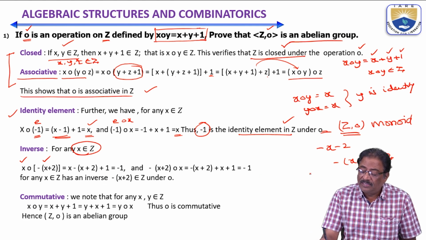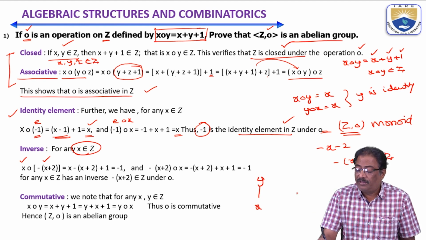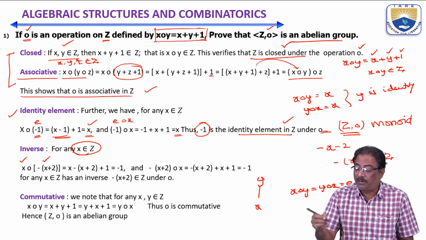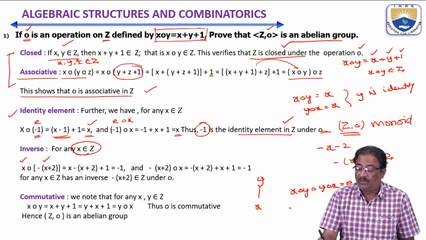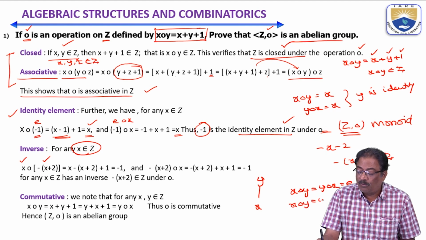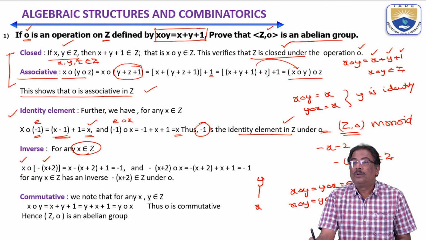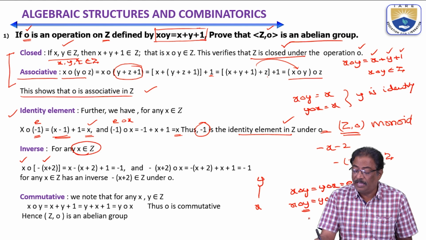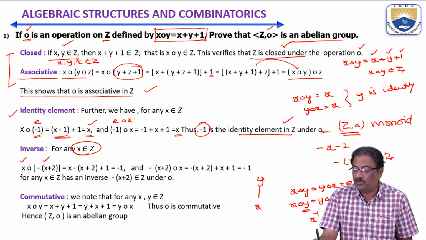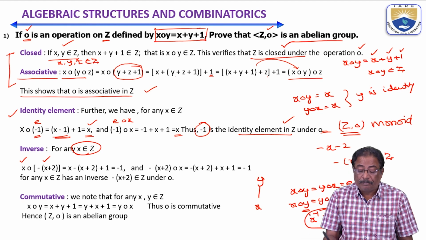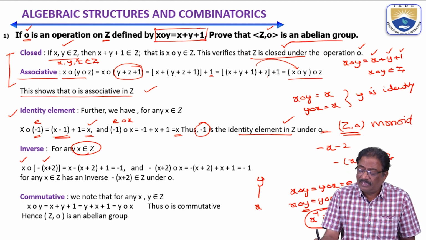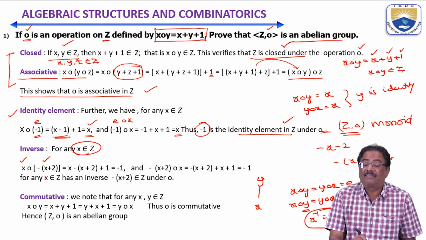So when we say that the element y is the inverse of x, if x circle y and y circle x are equal to the identity element, and our identity element is minus 1, then x circle y circle x is equal to minus 1, so y is the inverse of x, or x inverse is equal to y. For that sake, we are going to take this y as minus of x plus 2.